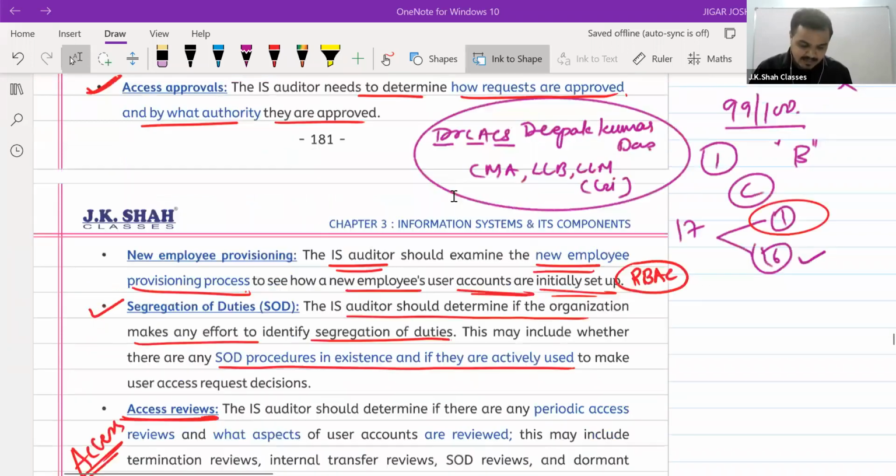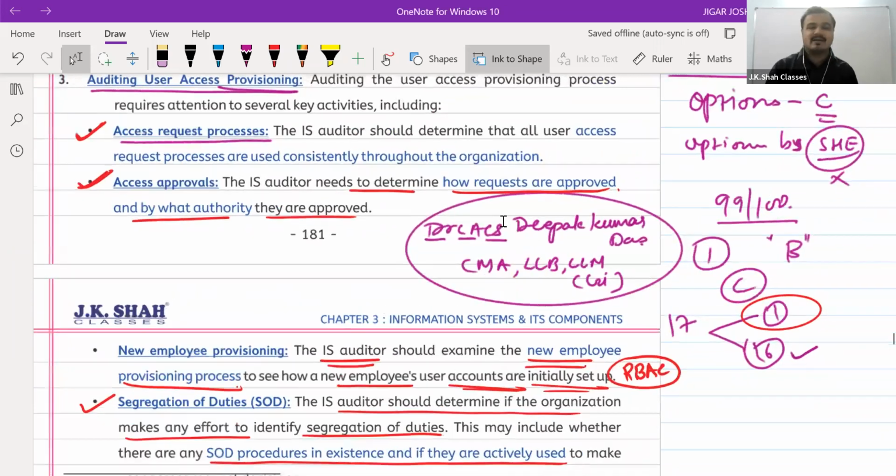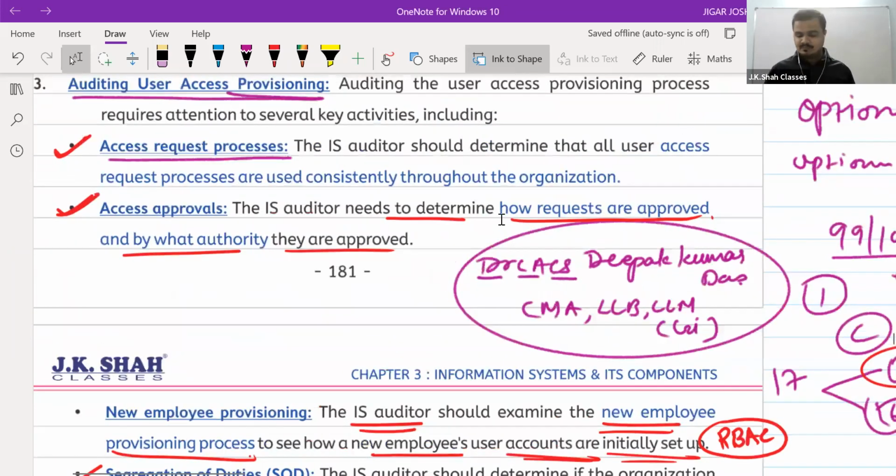Understood? Yes, sir. Please refer to user access provisioning very fast, very quick, because after this, I want to explain to you employee related threats.